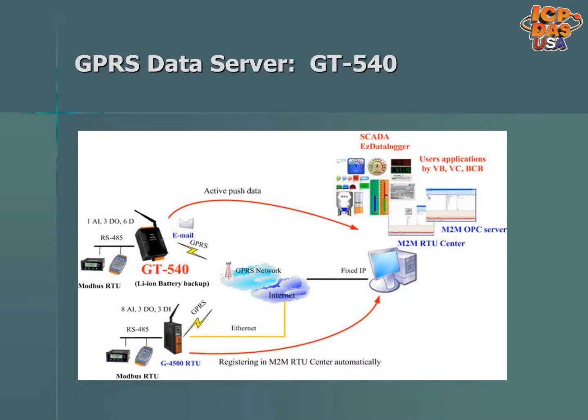GPRS data servers like GT540 are configurable and can allow software on a PC to communicate with remote Modbus RTU-based devices connected to the GT540 through the Internet over the cellular network. They also have 1 analog input, 2 digital outputs, and 6 digital inputs on board. They can send email alarms based on configured high and low alarm levels.